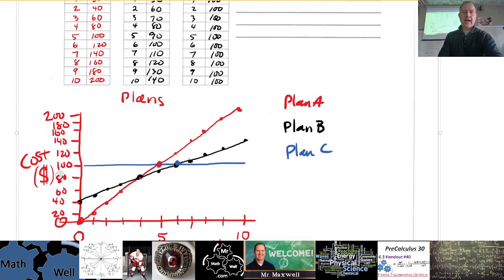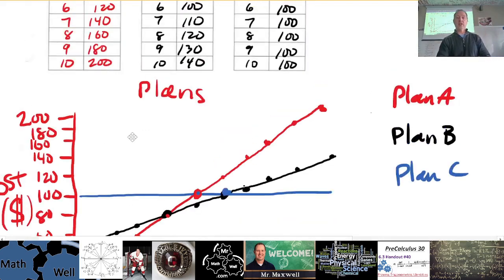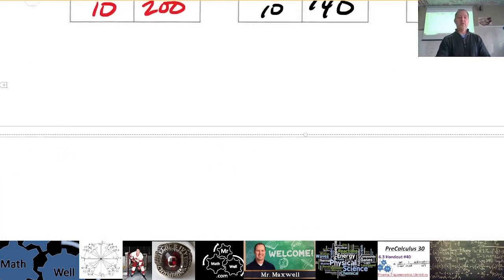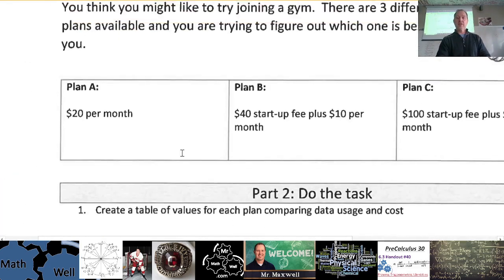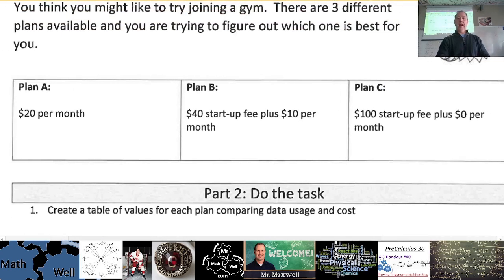Now let's look closely at this graph. So this is the essence of mathematics, data collection and analysis. This is where you can get a lot of information out of these 3 that you wouldn't be able to just see from the descriptions, right? If we just look at the descriptions, okay, here's our descriptions. I have no idea which one's better for me. I'm going to stay long-term in this gym, so I don't know.